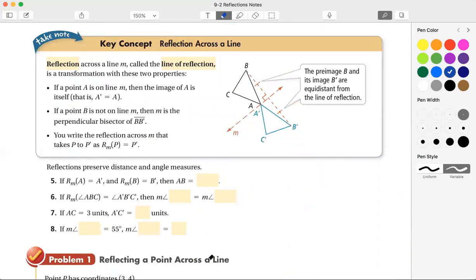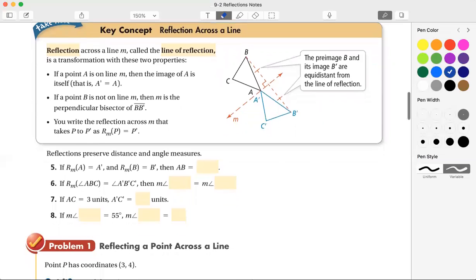All right, so key concept. A reflection across line M is called a line of reflection. It's a transformation with these two properties. If a point A is on line M, then the image of A is itself, so A prime equals A. If a point B is not on line M, then M is the perpendicular bisector of the segment B B prime. You write the reflection across M that takes P to P prime as R sub M of P equals P prime. So reflections preserve distances and angle measures.